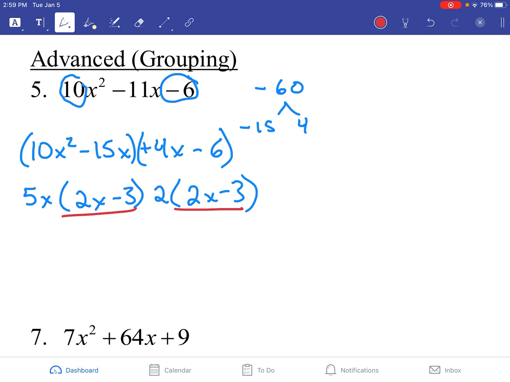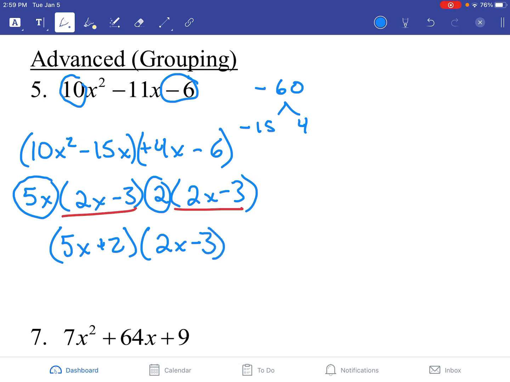Okay, now that we can see that they are the same and we're on the right track, we're going to take the parts that were taken out, the greatest common factor pieces, and put them together, so we have 5x plus 2. We're going to take the 2 sets of parentheses and meld them as one. So you have 2x minus 3. And that is factor by grouping. We are done.